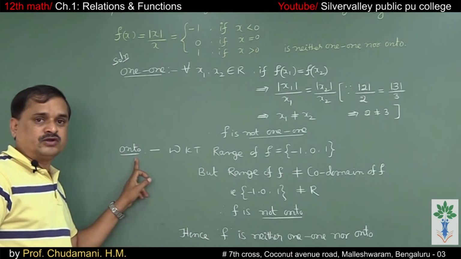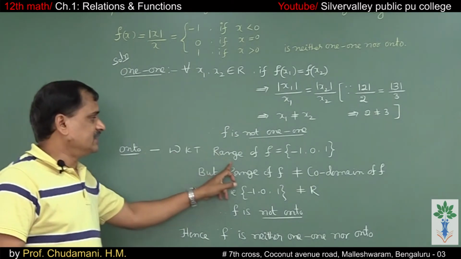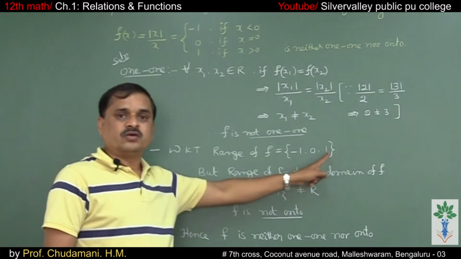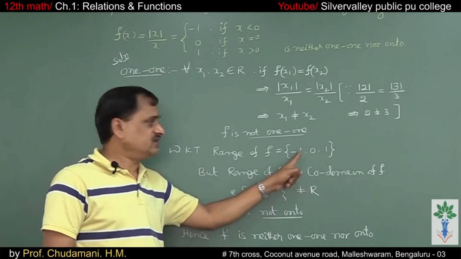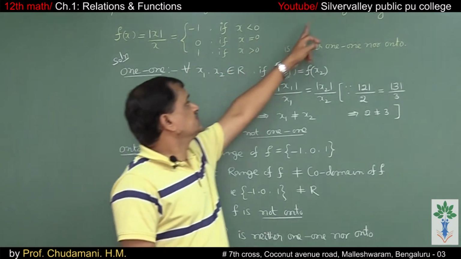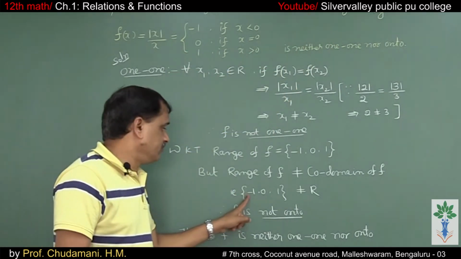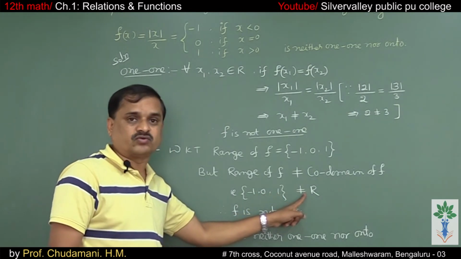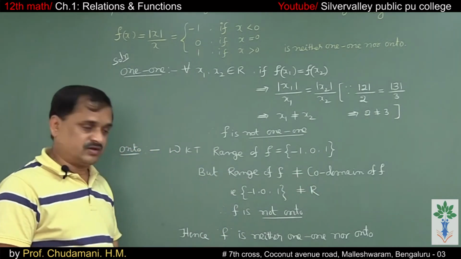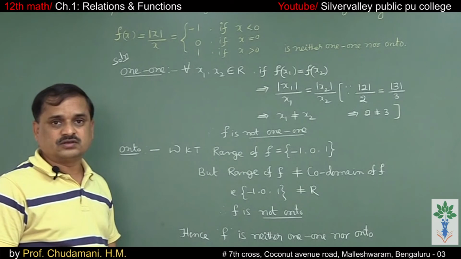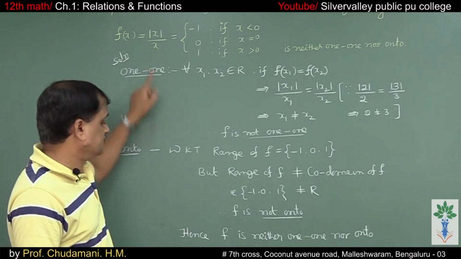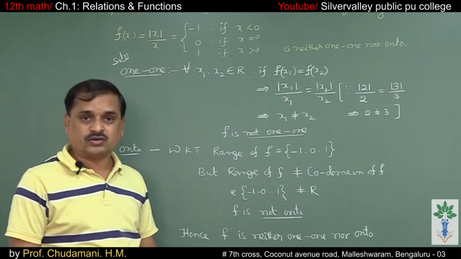Let us verify onto. We know that the range of the function is minus 1, 0, 1. Okay, range of signum function is minus 1, 0, 1. But codomain here is real numbers. So, minus 1, 0, 1 is not equal to the real numbers. That means range of f is not equal to codomain of f. Therefore, f is not onto. So, signum function is neither one-one nor onto.